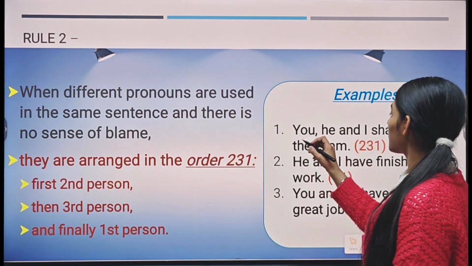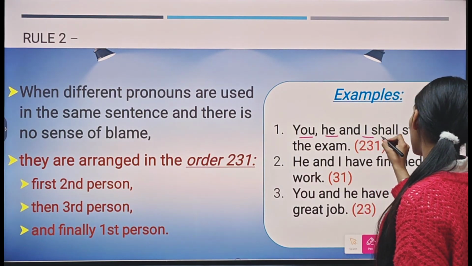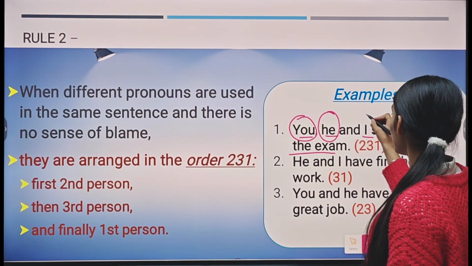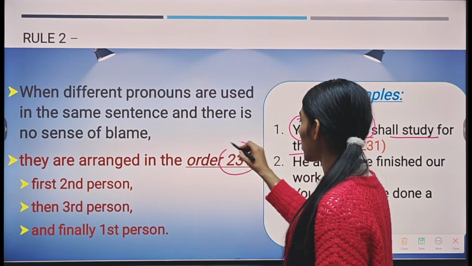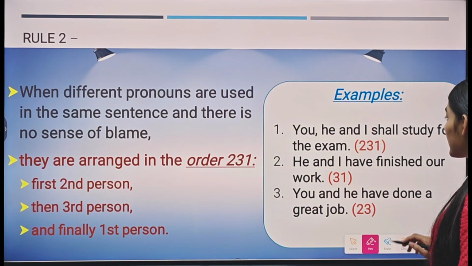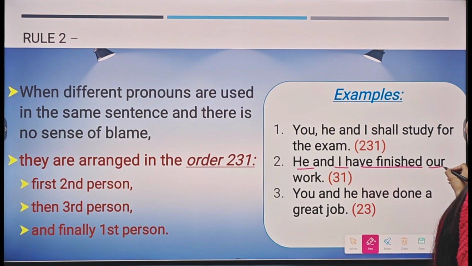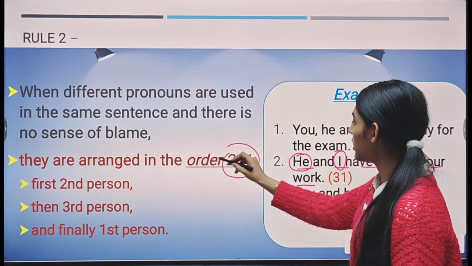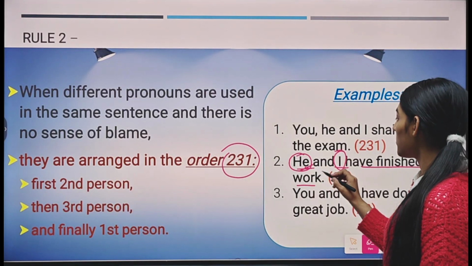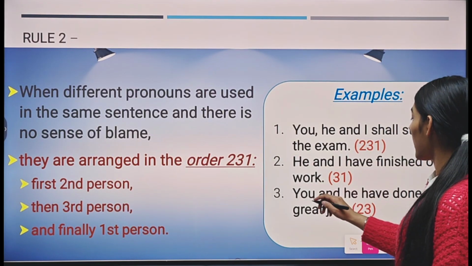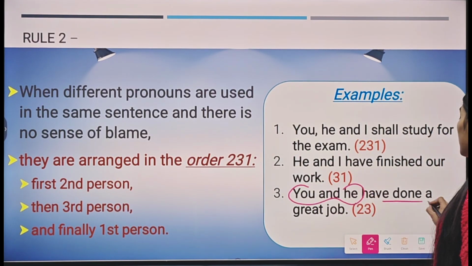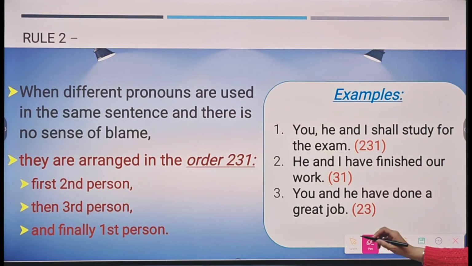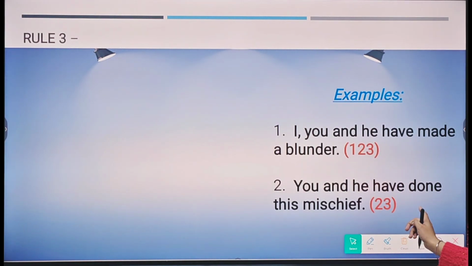Here we have the first example: you, he and I shall study for the exam. Here this is the second person, then the third person, and at last we have the first person. So this order will be formed. Now let's see the second example: he and I have finished our work. Which order are they following? 2, 3 and 1. So here we have the third person and the first one. Then we have: you and he have done a great job. Here the second person, then the third person is used. All right, now let's move on to rule number 3.